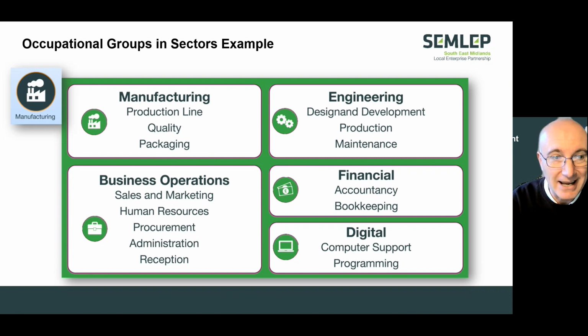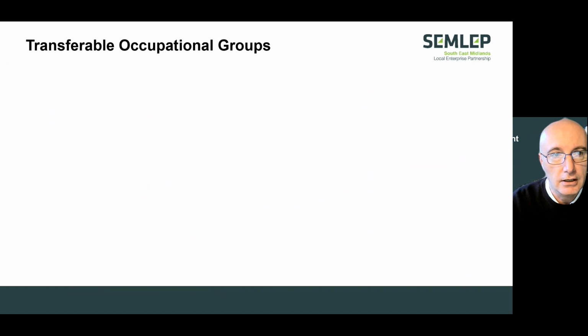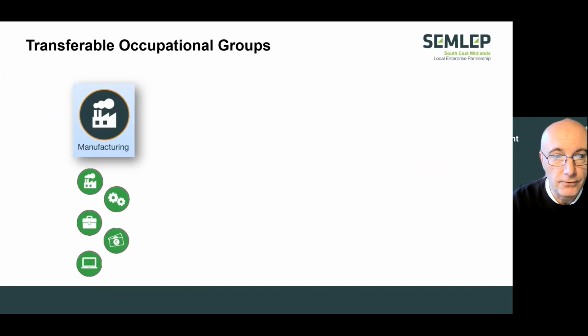If we take the manufacturing sector, typically within a business, you might find 5 types of occupational groups. So those that are specific to manufacturing, maybe engineering, maybe the financial control, the digital side with the systems, etc., and then the business operations side. And that's typical of a business. Now, the important part about these occupational groups is a lot of them are transferable.